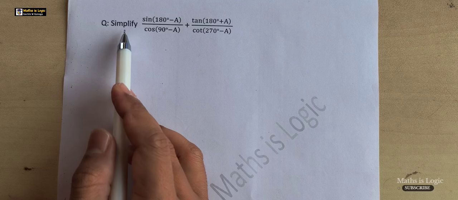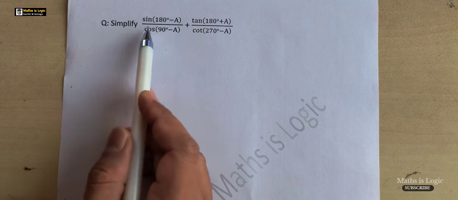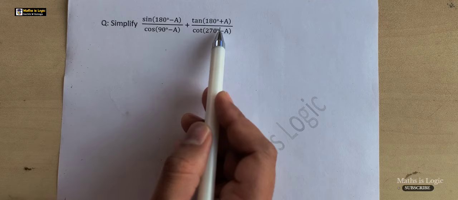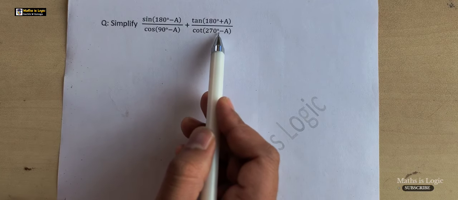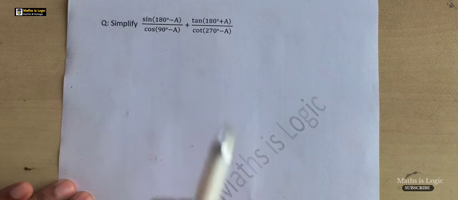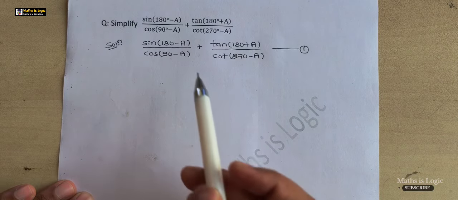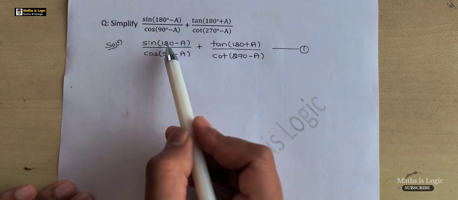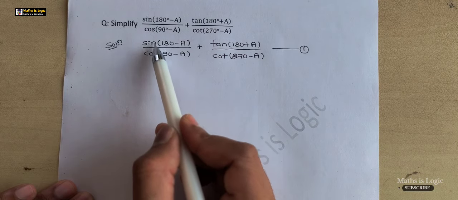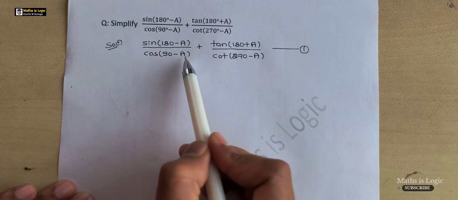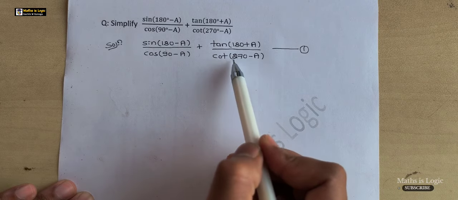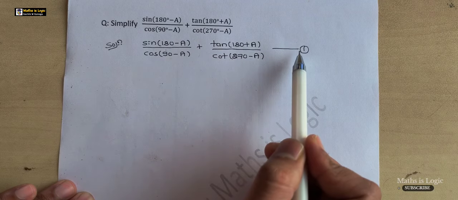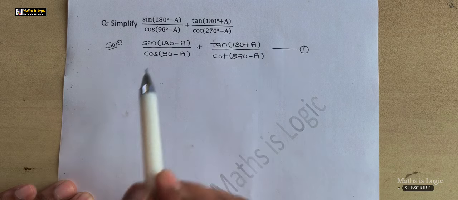Next type of example is simplify: sine 180 minus a divided by cos 90 minus a, plus tan 180 plus a divided by cot 270 minus a. So in the first step, call this given expression equation number 1. Again find all 4 values: sin 180 minus a, cos 90 minus a, tan 180 plus a, cot 270 minus a. After finding all 4 values, substitute in equation number 1, then simplify, then only you will get the value.